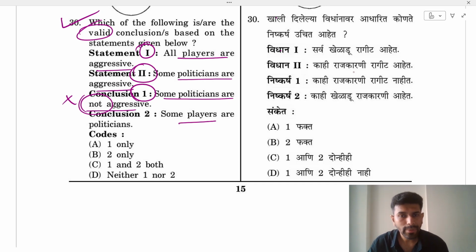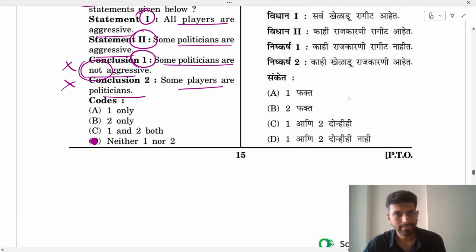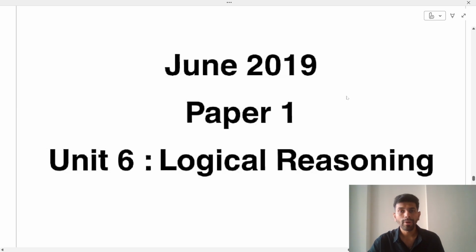Conclusion 2, some players are politicians. तो जहाँ पे players और politicians के बीच में कोई relationship ही नहीं है, तो conclusion 2 भी invalid होगा. तो neither 1 nor 2. Option D is correct answer. So we have completed 2020 question paper. Let's start 2019 question paper.